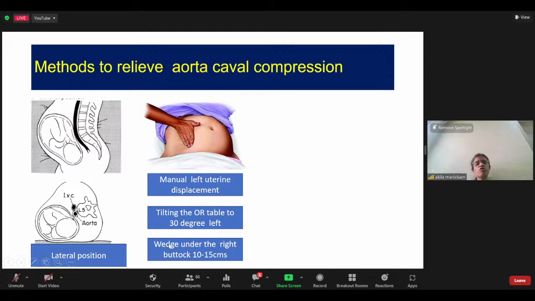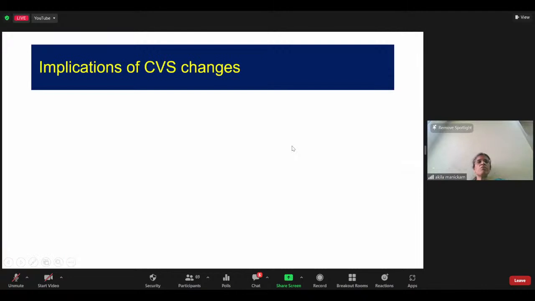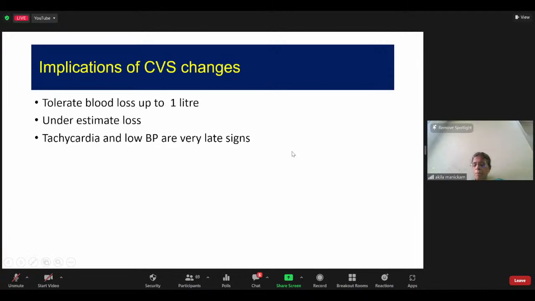The next thing you can do is place a wedge under the right buttock. Once you know that a neuraxial blockade has been given and there is hypotension, there is definitely going to be some amount of aortocaval compression, which is inevitable. So it is very important to treat hypotension vigorously with vasopressors so that the blood flow to the fetus is not compromised. Now, what are the implications of these cardiovascular changes which I've been talking about?